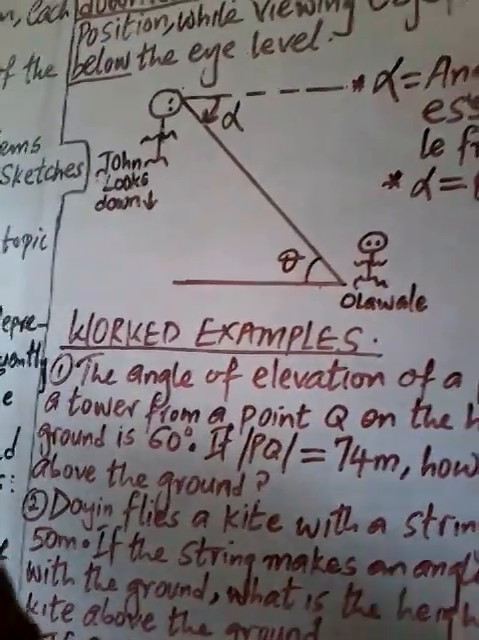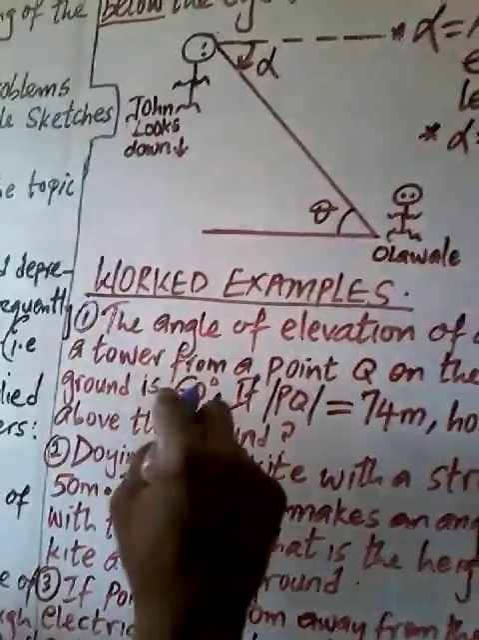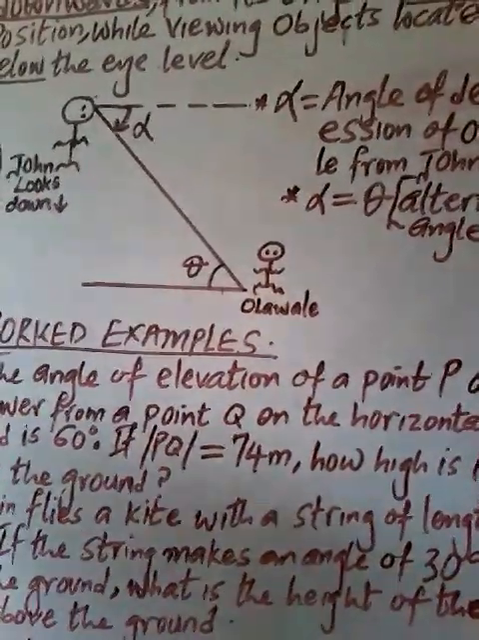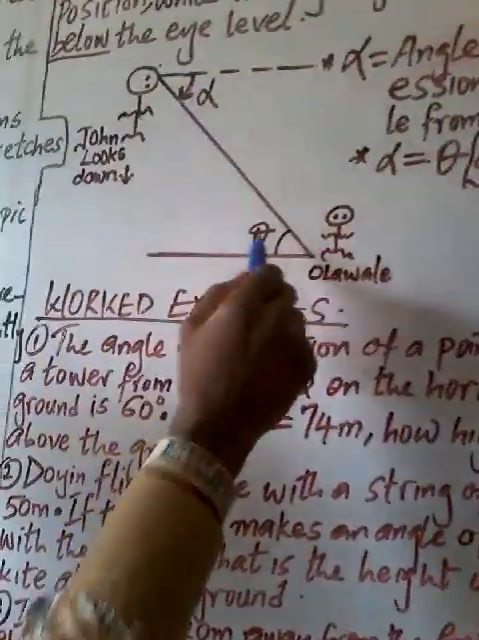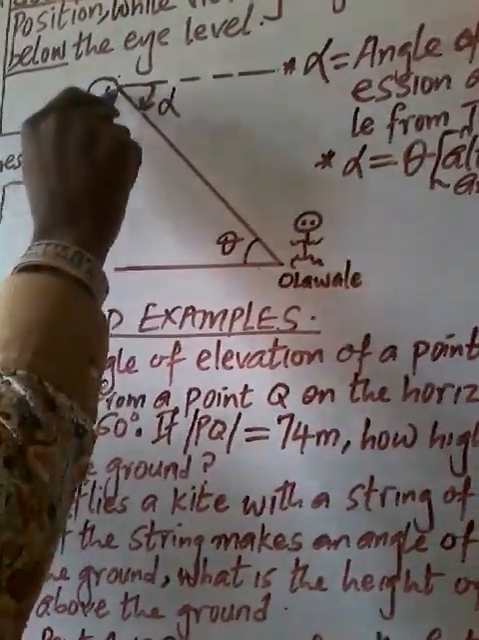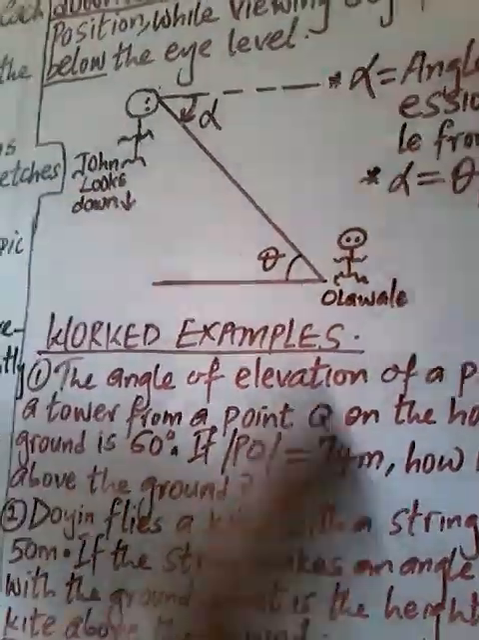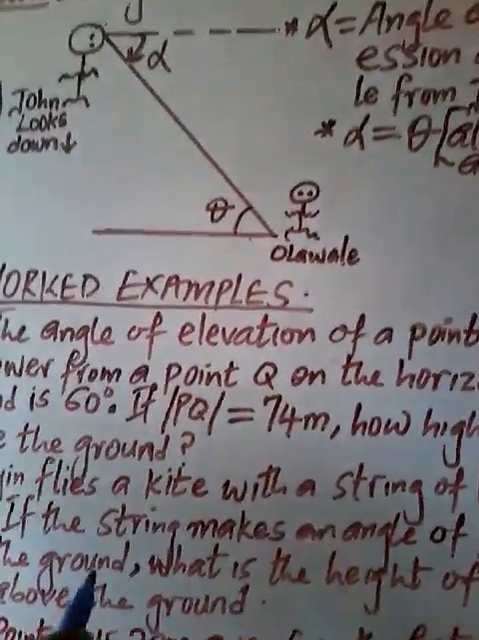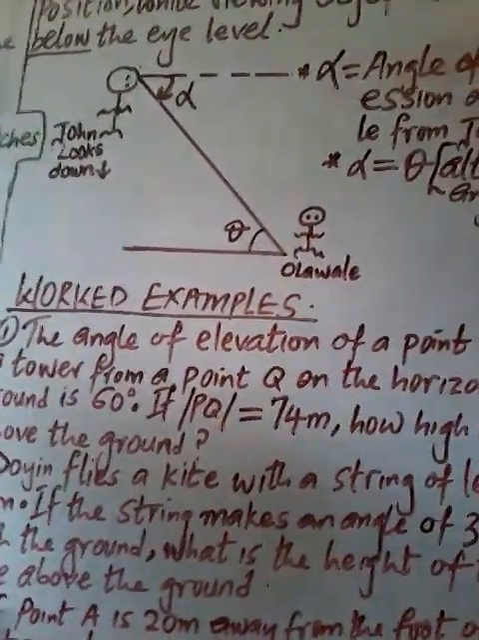Alpha is a Greek letter. Now, this alpha will be equal to theta, the angle theta at A. Why? Because alternate angles are equal. You know from residual knowledge that alpha and theta are alternate angles, angles at opposite ends of a parallel line, with a straight line. That is alternate angle. So you make use of alternate angle mostly when you are dealing with angles of depression and not angles of elevation.